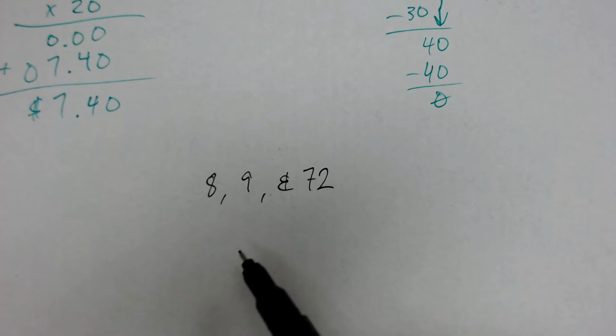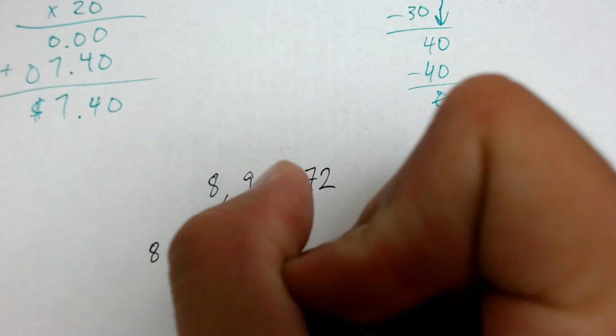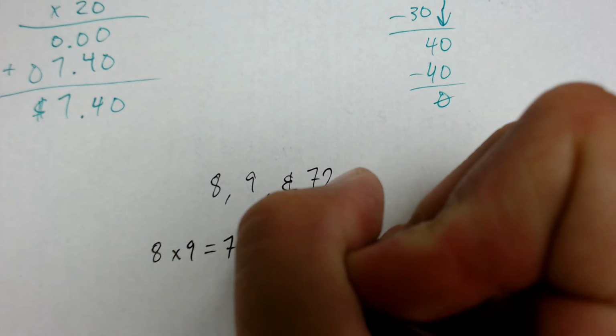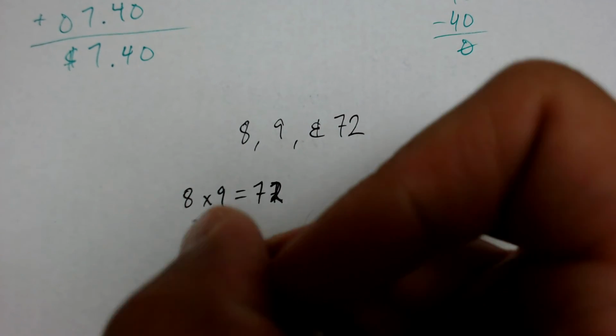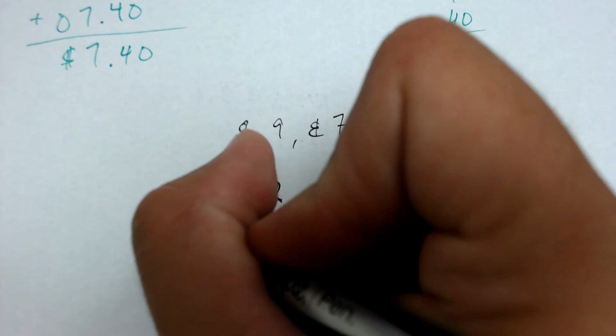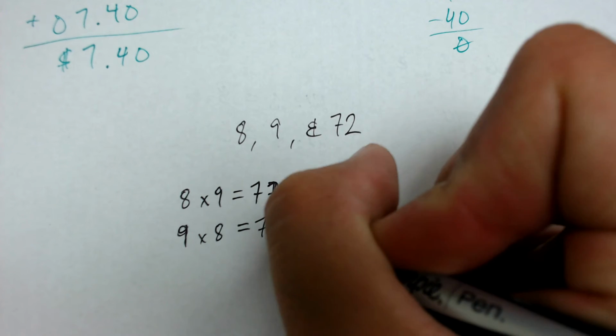So then I check my work. Is 8 times 9 72? Yes, it is. So that is my first fact. 8 times 9 is equal to 72. And then I can make a second fact by just reversing those, because if 8 times 9 is 72, then 9 times 8 is also 72.